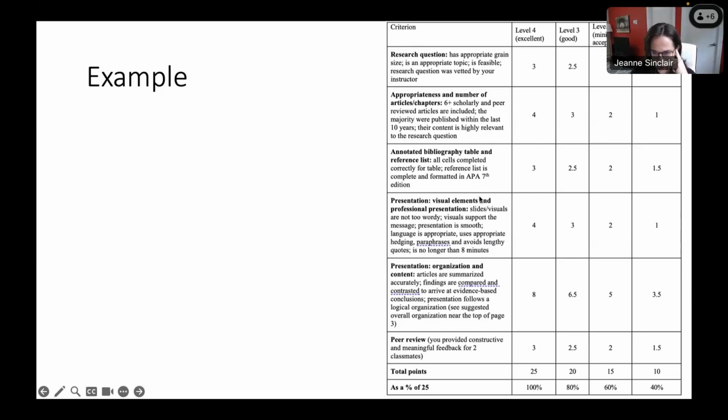So I am showing you this one because the maximum points for each of these levels are a little bit different, or there's some variation here. We don't always have to just give the same maximum points. Some things are more important, right? So organization and content of the presentation was the most important category, and so it's twice as many points as some of the other categories.